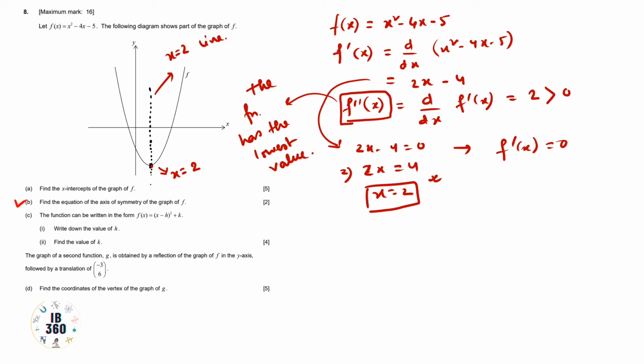So find the equation of the axis of symmetry of the graph of f. This is nothing but the line x equals 2. Done. This problem is also done. So in this way you can do the problem.